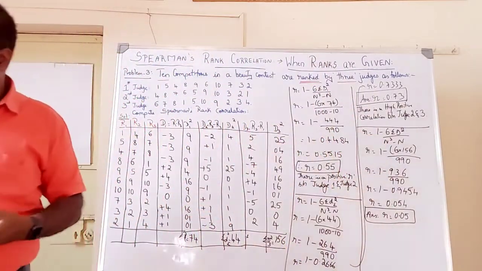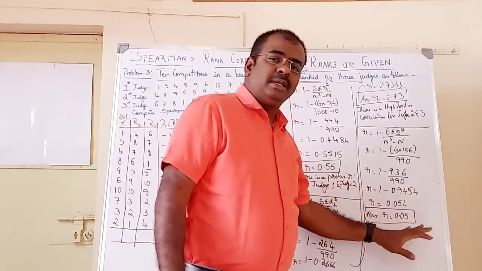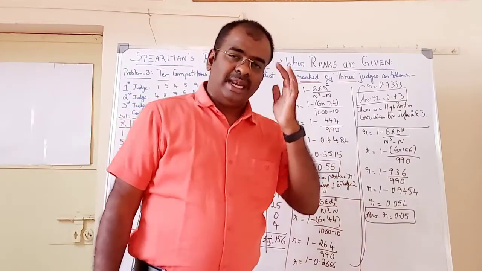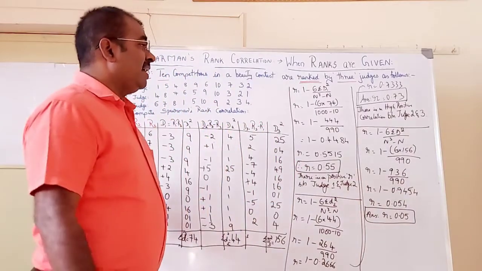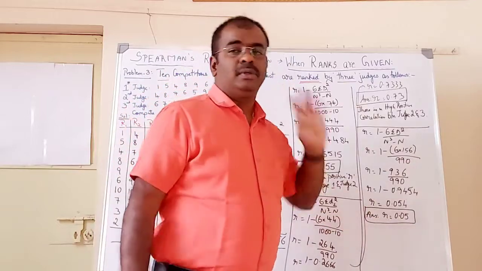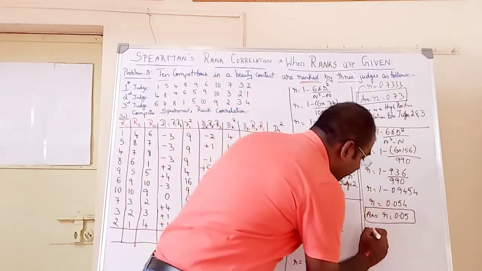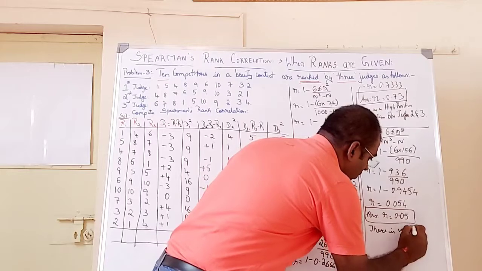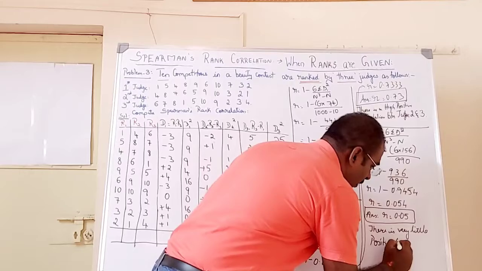Now, if you look at this value, 0.05 is very close to 0. Almost we can see that there is no correlation at all. But since the value is positive, we can say that there is very little positive correlation. Reason being, the correlation is positive. So we interpret it as there is very little positive correlation.